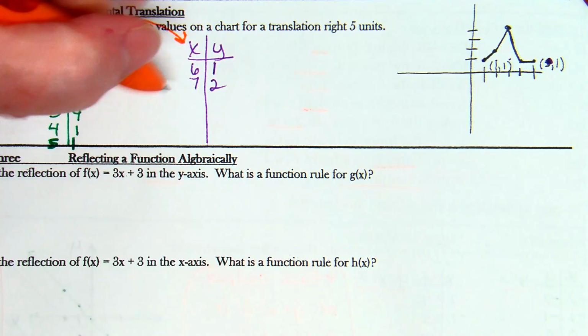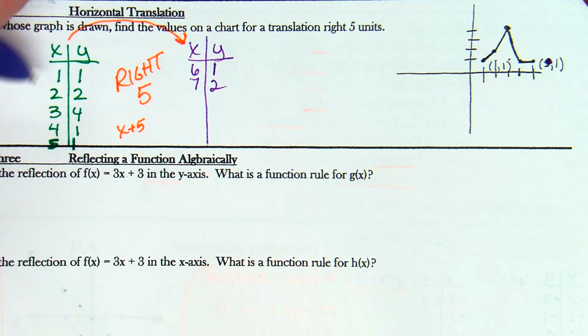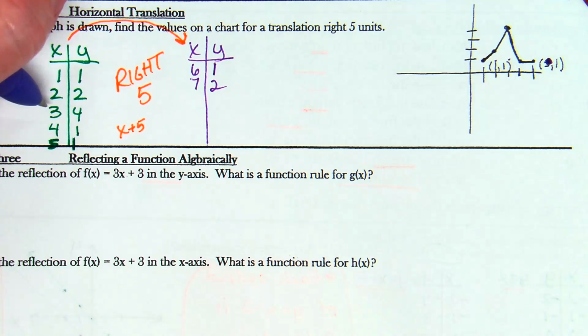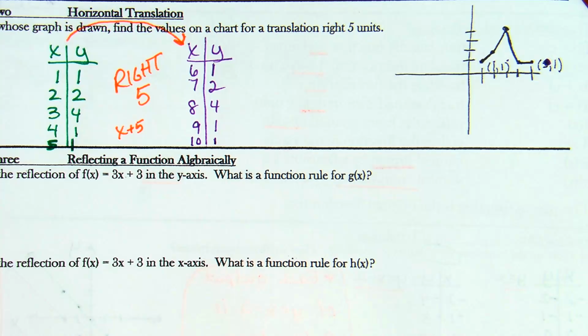And this is because we are trying to move this graph where? Right 5, which basically means we're taking each of the x values and adding 5. What does 3, 4 become? 8, 4 if you add 5. 4, 1 becomes 9, 1. And 5, 1 becomes 10, 1.